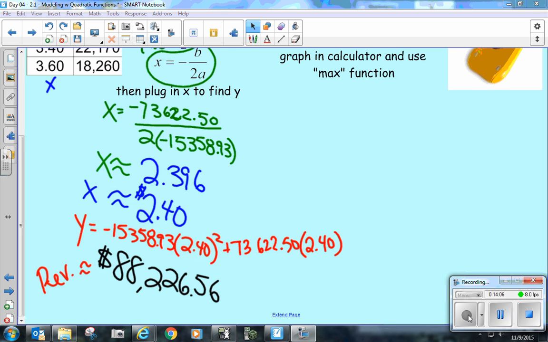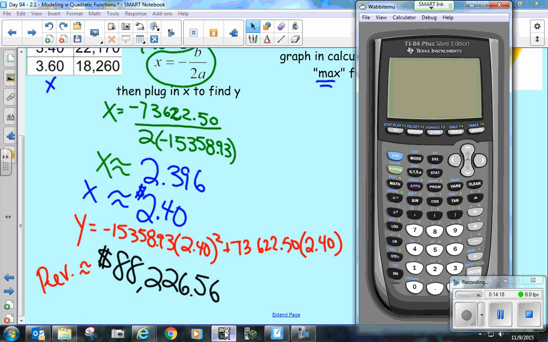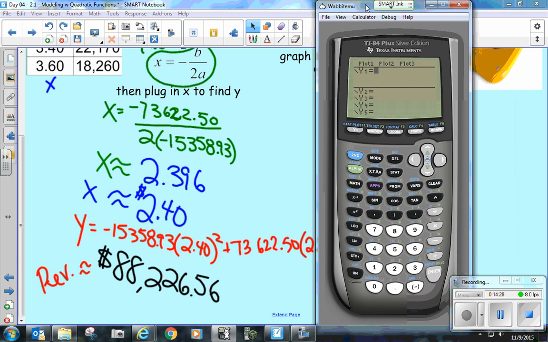All right, so here's the money, the revenue we came up with. Let's check this in our calculator and use the max function. If I do this right, we're going to go to y equals, and I'm actually going to type in our equation. Move this over, we have negative 15,358.93 x squared. If we calculated a regression for it, we did not. Remember, we just multiplied the x in for it. But yes, if you're calculating a regression, you can store it with the y variable.